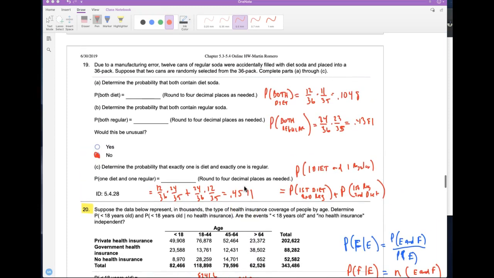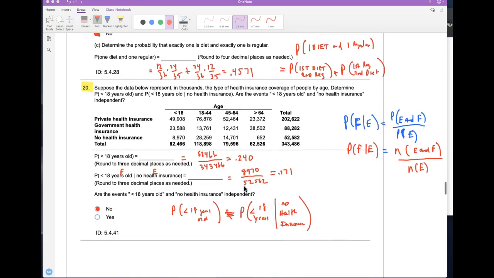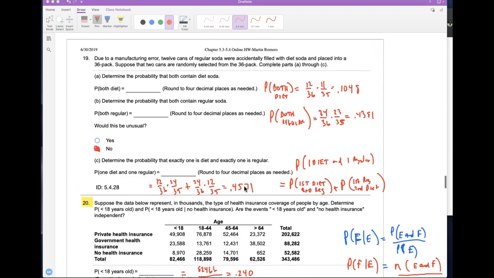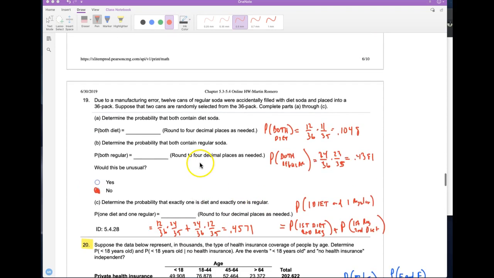Let's go ahead and take a look at 5.428 and 5.441. These are similar to your online homework problems here. And so in this case here, conditional probability plays a role in the calculations here. What's the probability that both sodas are diet given this situation?